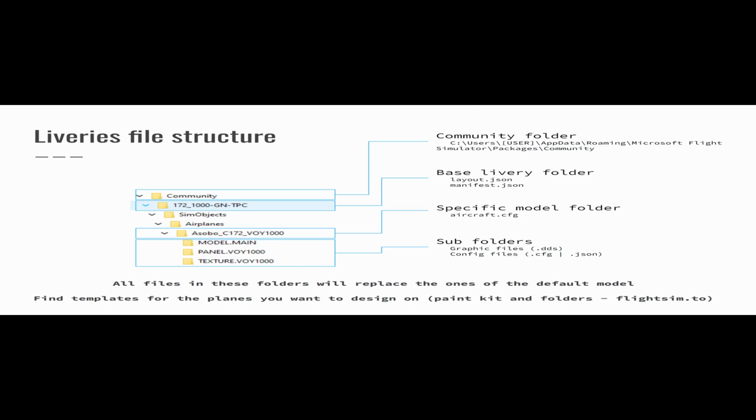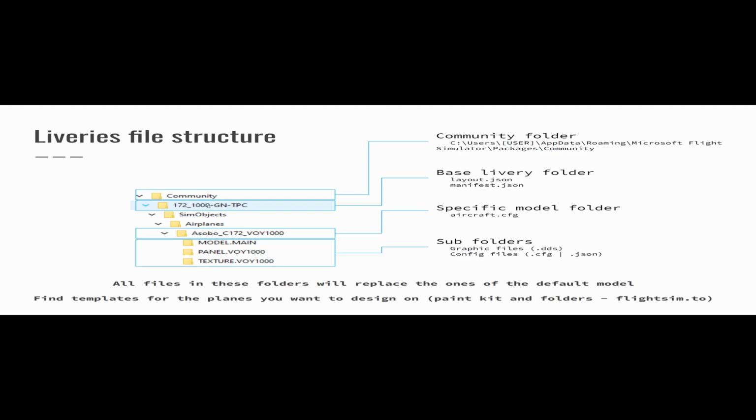The file structure, and that is the same for every livery, is literally you have your community folder, and I hope that you all know what your community folder is. This is where you put all your add-ons, liveries, scenery objects, whatever. Anything that you download on flightsim.to has to end up in that community folder, or most of it does. And then you have the actual livery, the root folder of the livery, which is just the name.